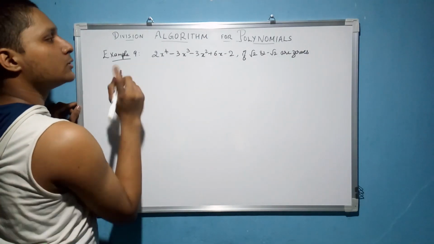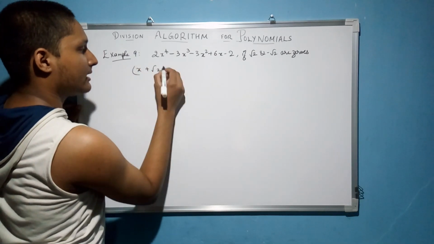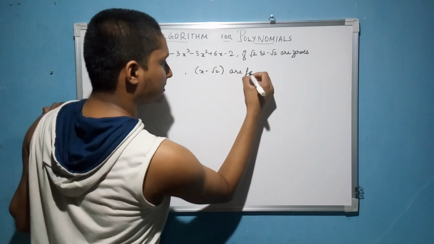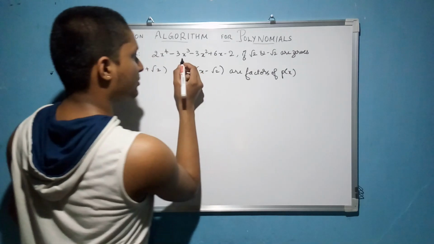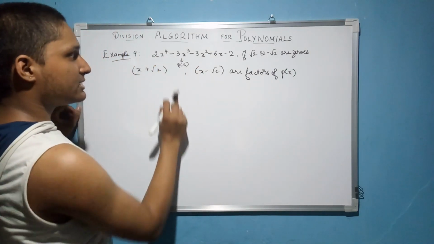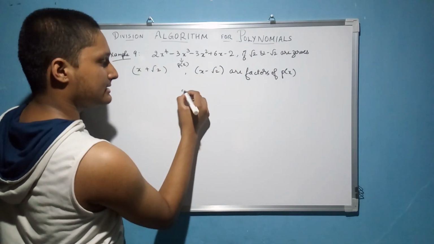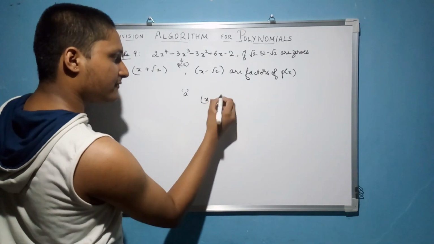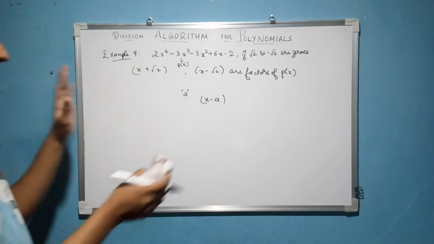So if root 2 and minus root 2 are the zeros, then x plus root 2 and x minus root 2 are the factors of p of x. Let me name this polynomial to be p of x. So if you have a as the zero of any polynomial, then x minus a is a factor of that polynomial based on the factor theorem. So I am using that here.